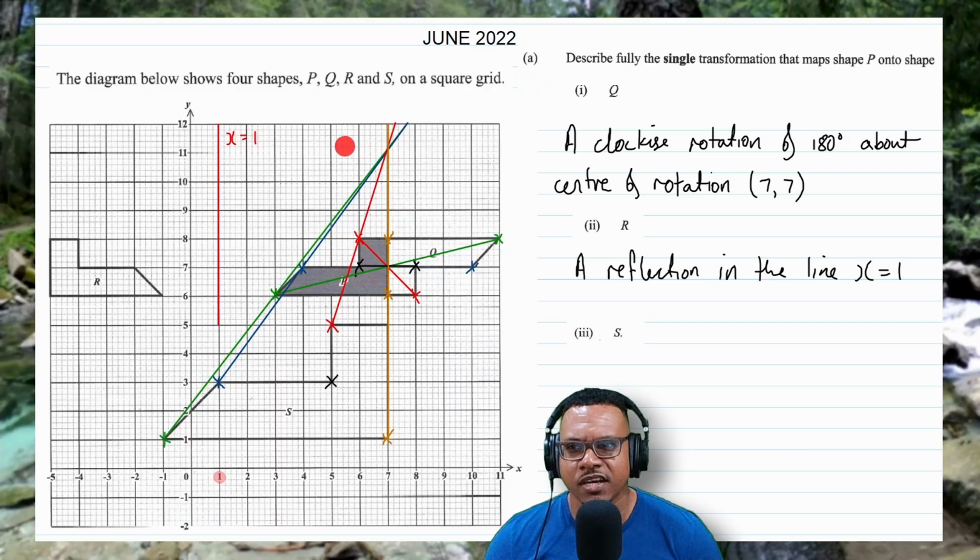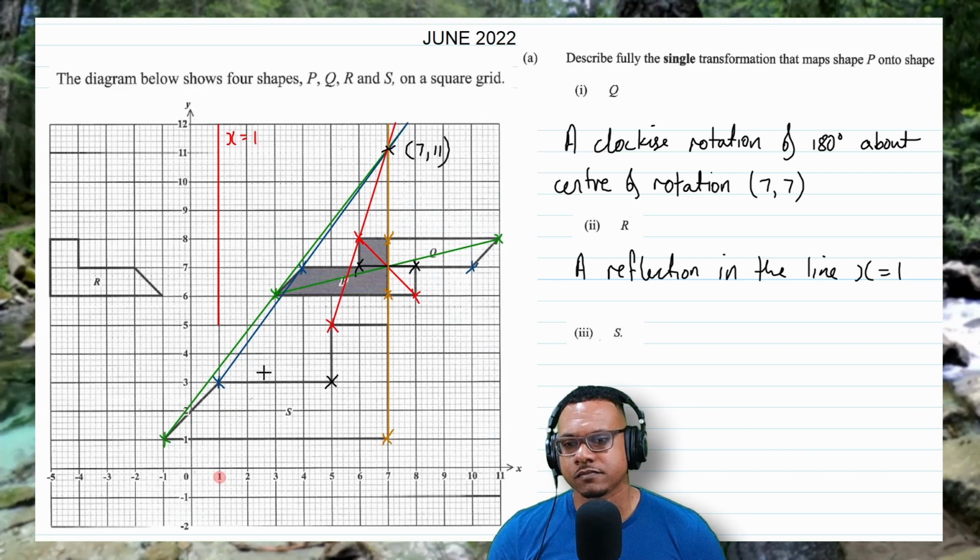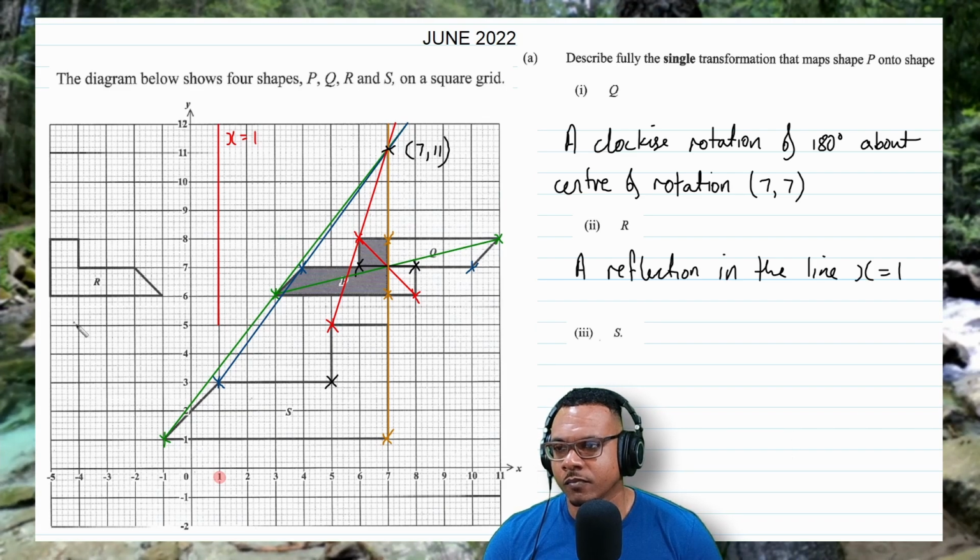Now I know this line is sort of faded, all right, but this should be about 11 here coming across. So 11 on the y-axis and 7 on the x-axis. So the coordinate for this point will be 7 and 11. So this coordinate here, marked with an x, will be 7 and 11. All right, so this would be your point of enlargement.